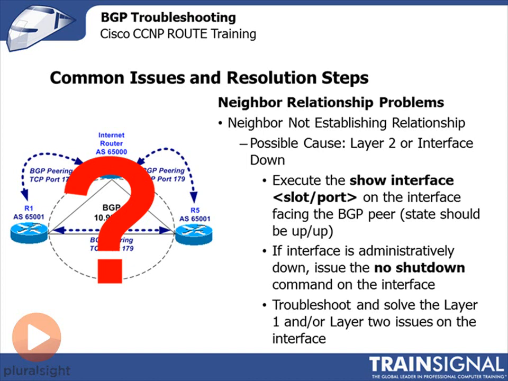If, however, you see administratively down, you know it's been shut down, and you can simply do the no shutdown command on the interface. For figuring out layer 1 and layer 2 problems, always start at layer 1 and work up, and troubleshoot and solve those layer 1 and layer 2 issues on that particular interface. If it's hardware failure, a cable failure, or something more subtle, that'll be the best way to take care of this particular cause.